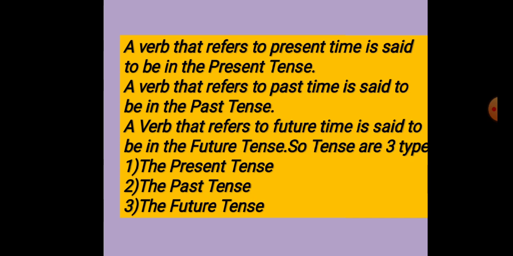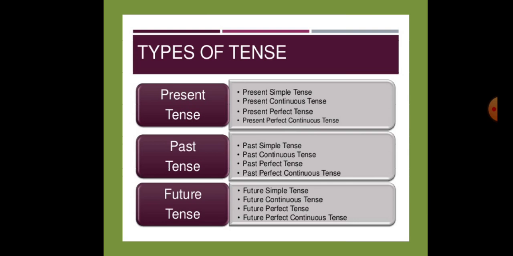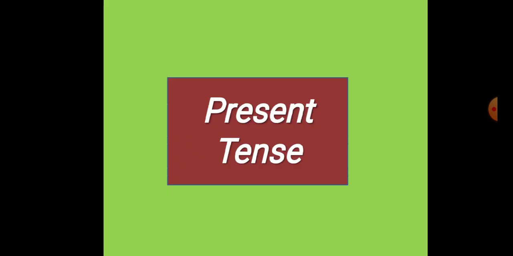So tenses are of three types. 1. The present tense. 2. The past tense. 3. The future tense. Now you see each tense is divided into 4 types: simple, continuous, perfect, and perfect continuous tense. At first, I will describe the present tense.